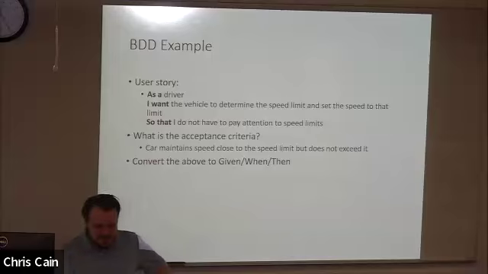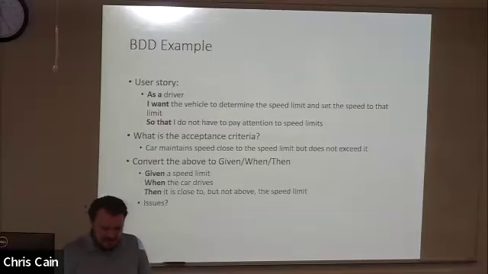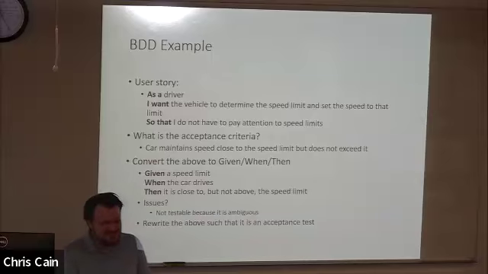So we could also convert this into a scenario. We would say something like, given a speed limit, when the car drives, then it is close to but not above the speed limit. This is an untestable scenario because it is ambiguous. If we rewrote it to be an acceptance test, now we would actually have something that could succeed or fail. What would we need to do to get this scenario to a point where it could succeed or fail?